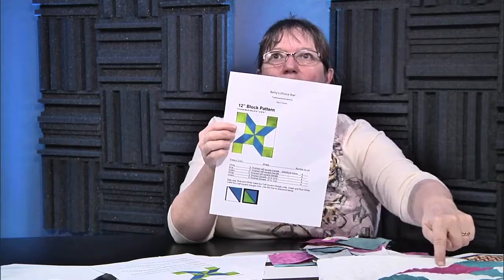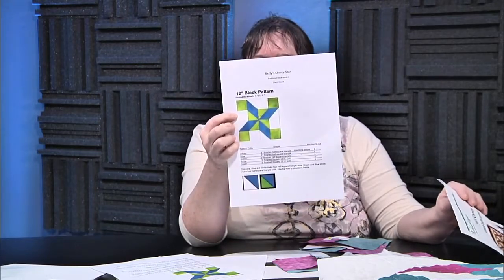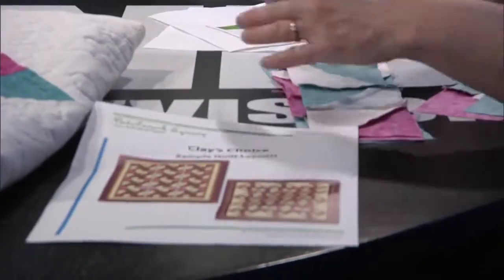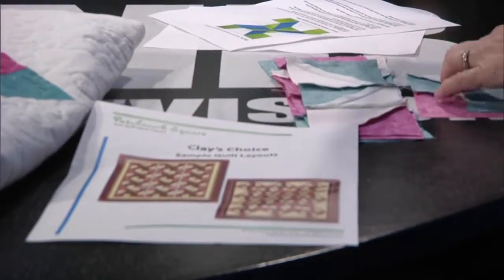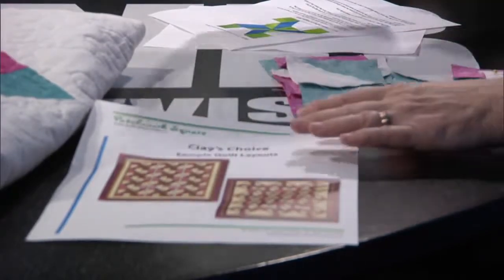We have the pattern here. And it's a 12-inch finished block, which means the block all the way around before you sew it in. You ready? Stand by. Oh, battery problems. Anyway, here's the block, and it shows you all the pieces that you need here, how many of each. Okay, we're ready?